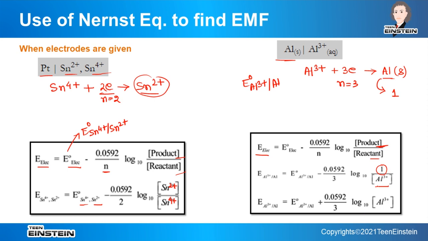Now if we bring Al3+ from the denominator to the numerator, then the negative sign will be converted to a positive sign, because when we bring it, we write it as log of Al3+ with its power as minus 1. So if that power comes before the log, then the minus will be positive. So ultimately this is the expression for the Nernst equation. If these values are known, we can put them in and get the E cell of the system.